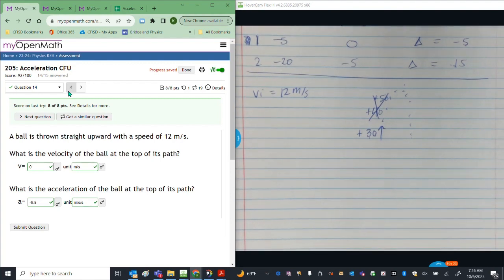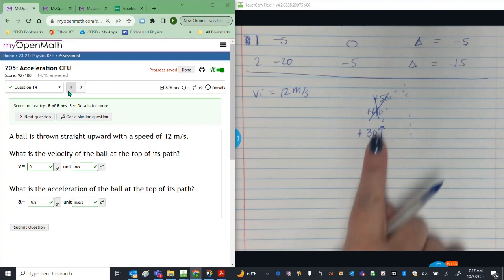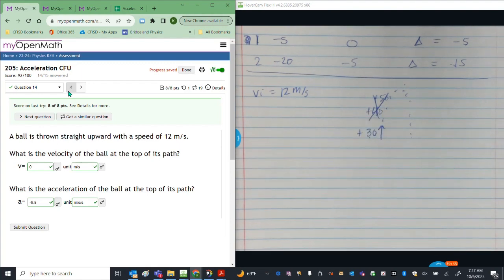Chris? So anything that has to do with gravity or free falling is always going to be -9.8? Yes, your acceleration for anything having to do with free fall will always be -9.8 even if the object's going up, even if it's at the top and it's not moving. It doesn't matter where it is. At every single point, it's negative 9.8. Other questions? Okay.